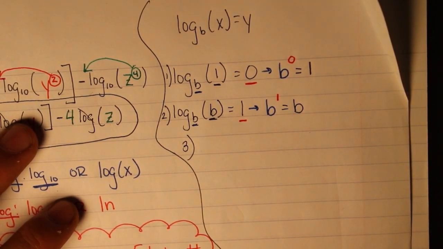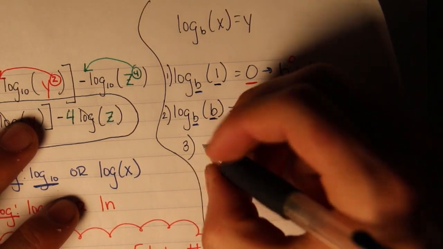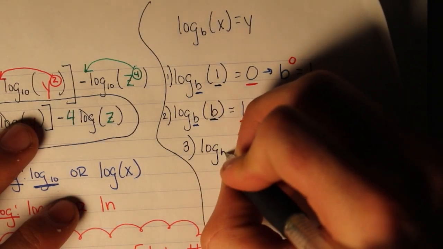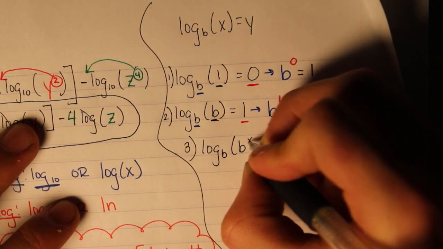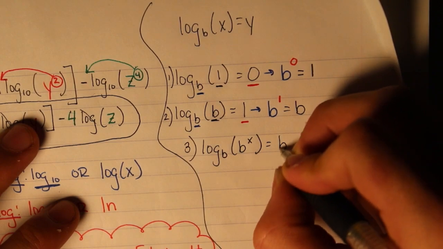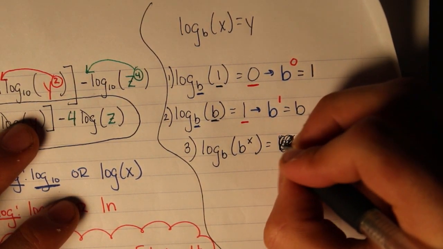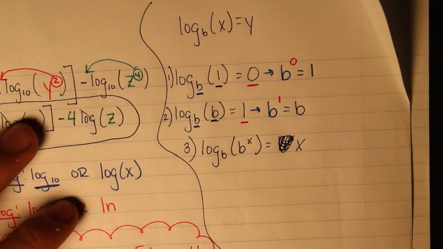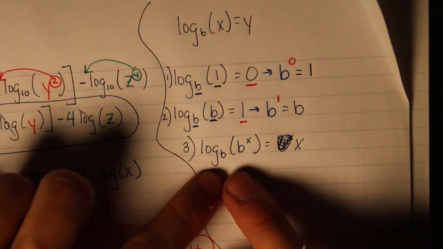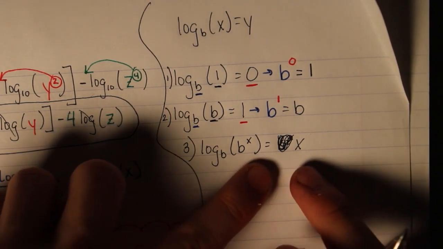Number 3, we have log base b of b to the x equals x. I'm sorry, not b to the x. It equals x. My fault. That might have been confusing. Log base b of b to the x equals x.